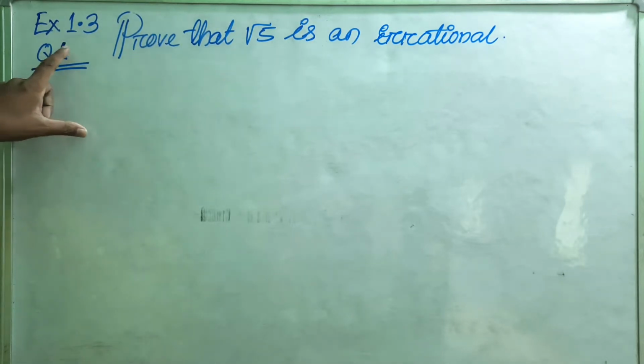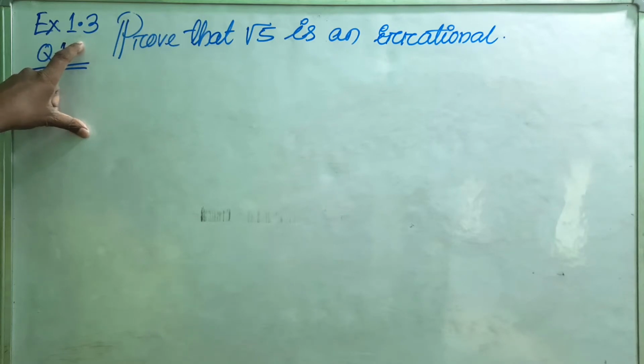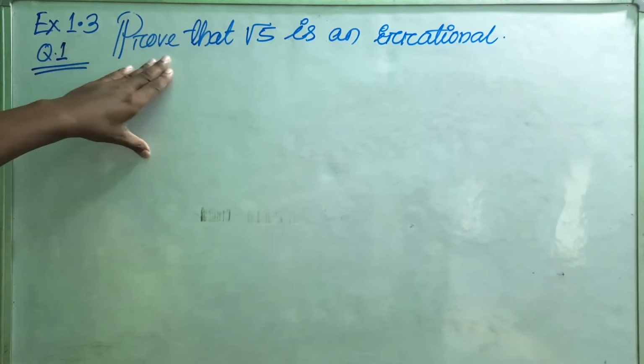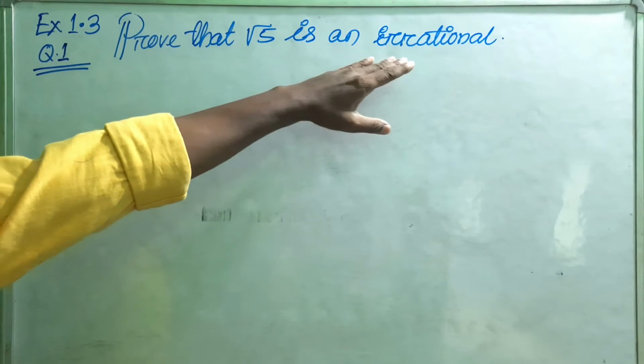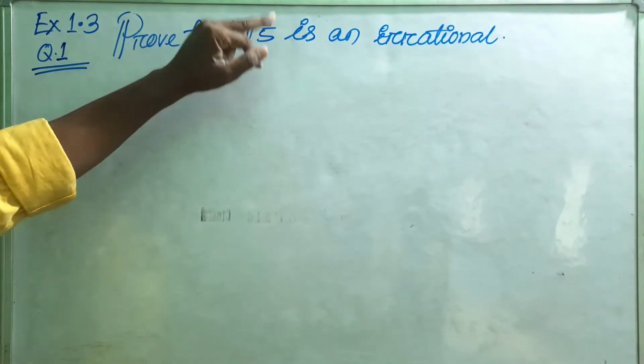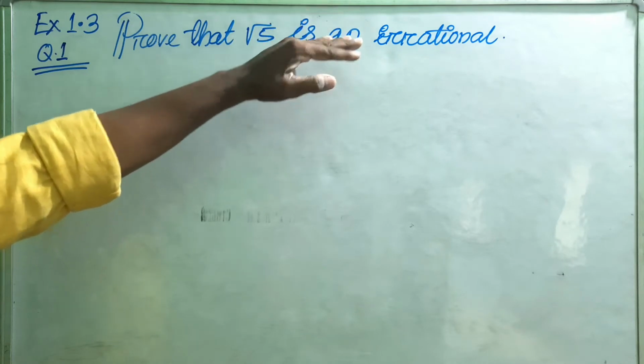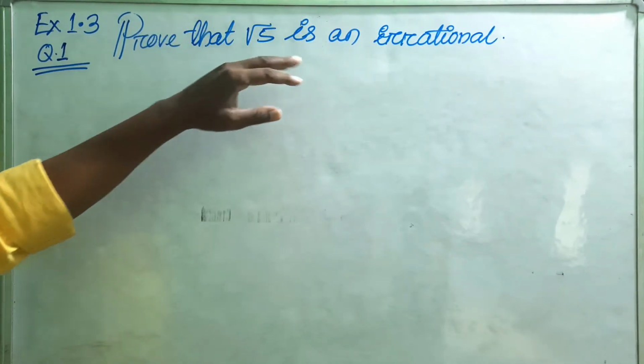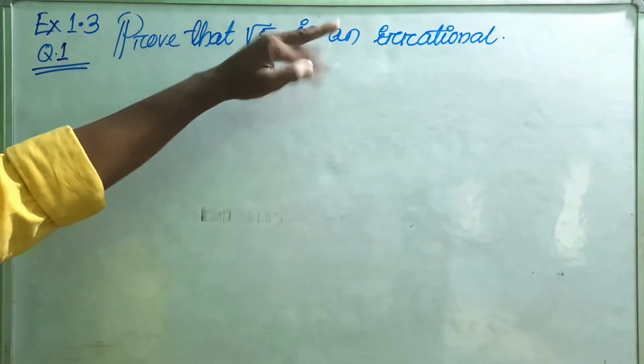Today we will solve question number 1 of exercise 1.3 from chapter 1 of CBSE class 10 math. The question is: prove that root 5 is an irrational number. That means we have to prove root 5 is not rational. Irrational means not rational.